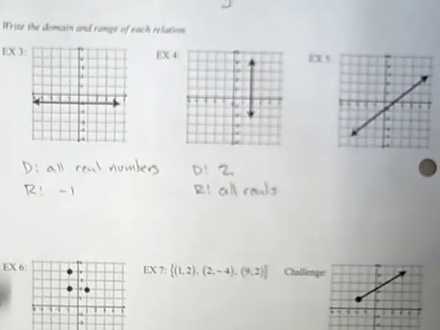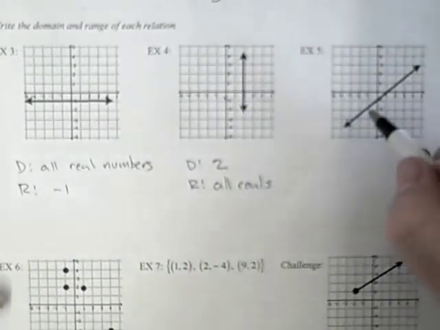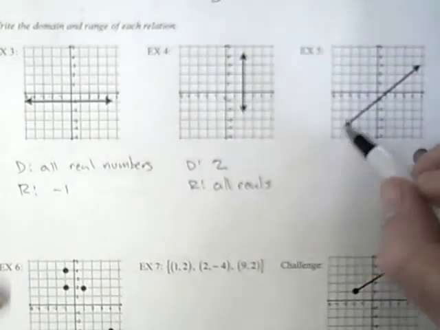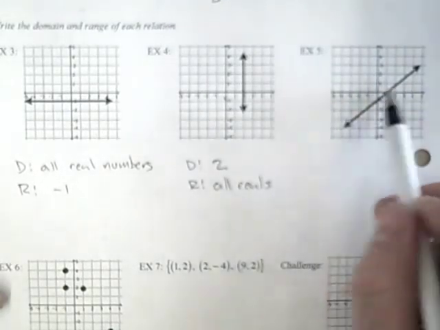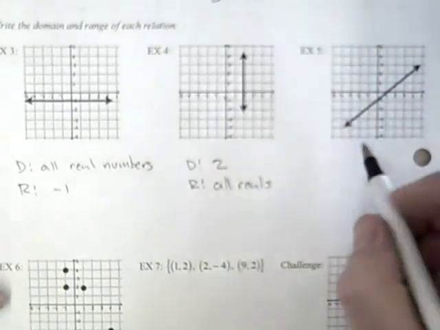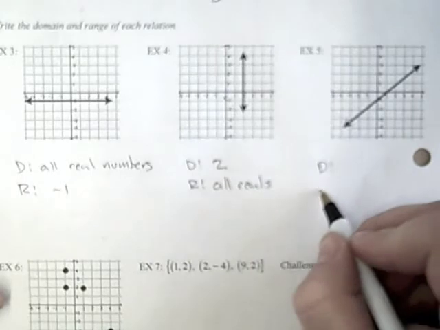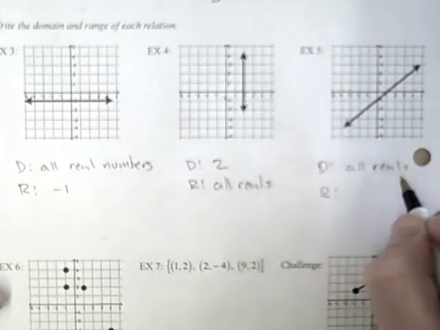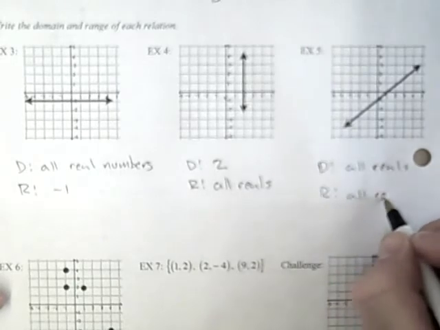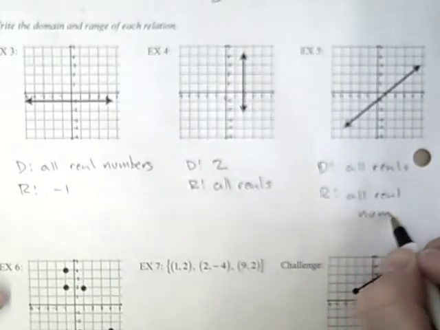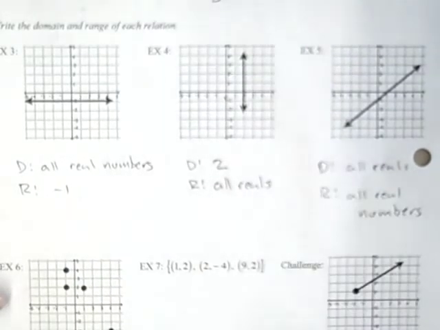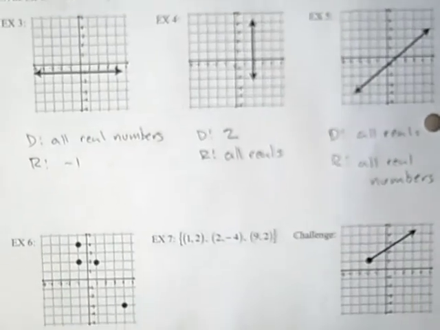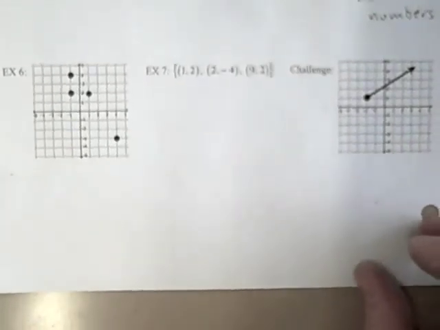For example, number 5, things are a little bit different. The line extends up and down forever and side to side forever because it's tilted, which means that both the domain and the range are all real numbers. Moving on to the next ones.